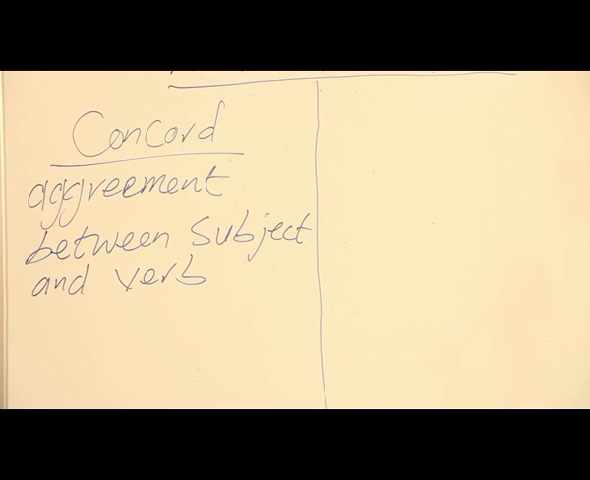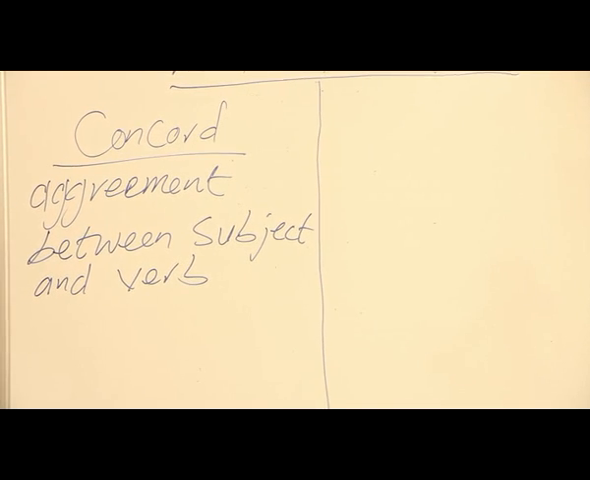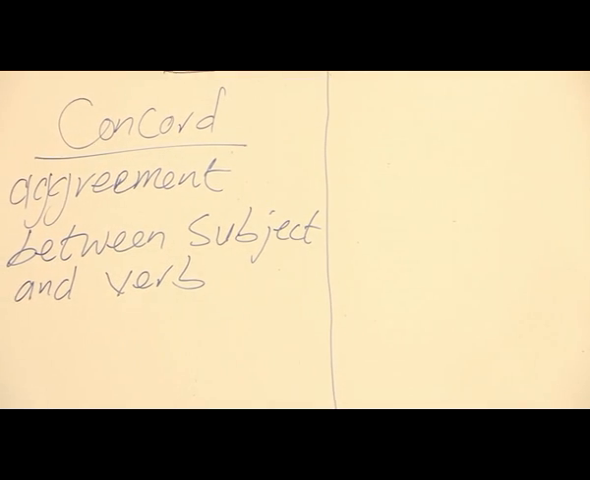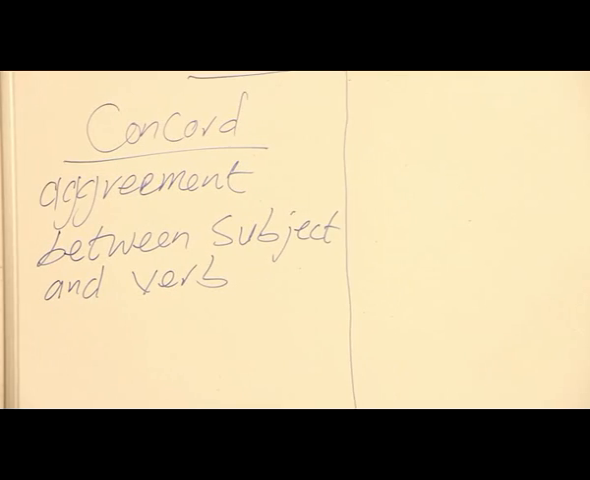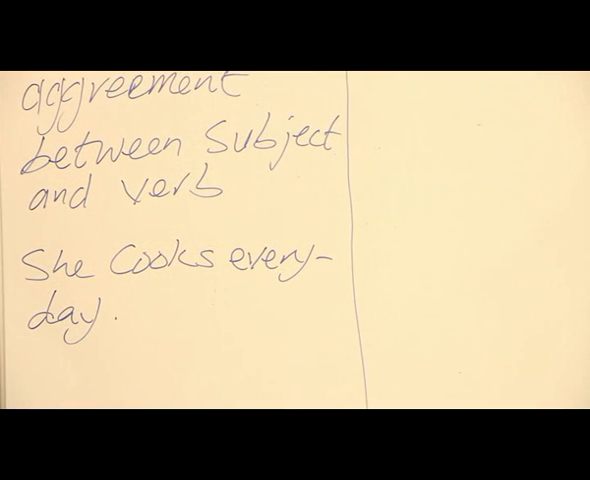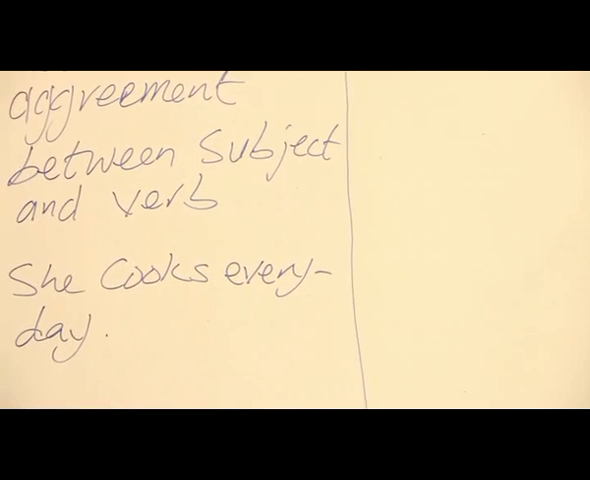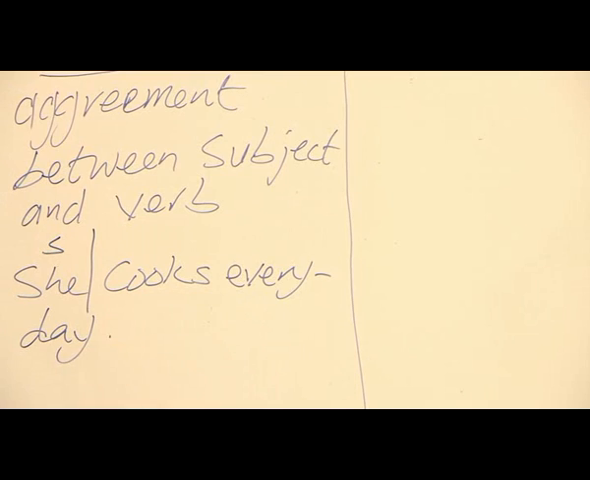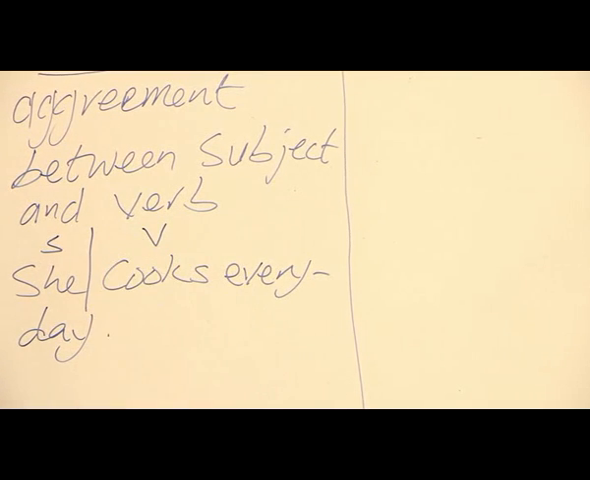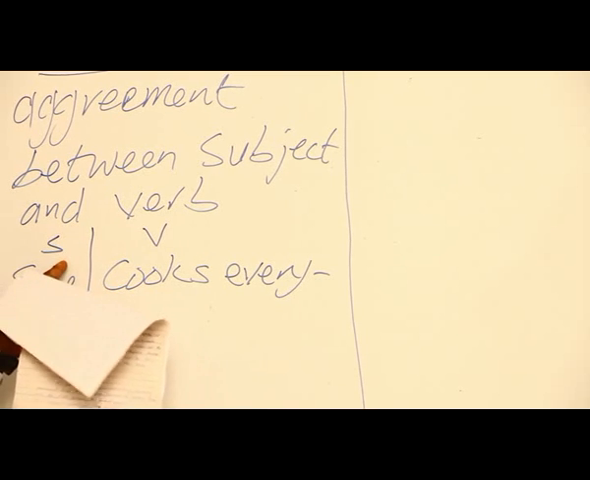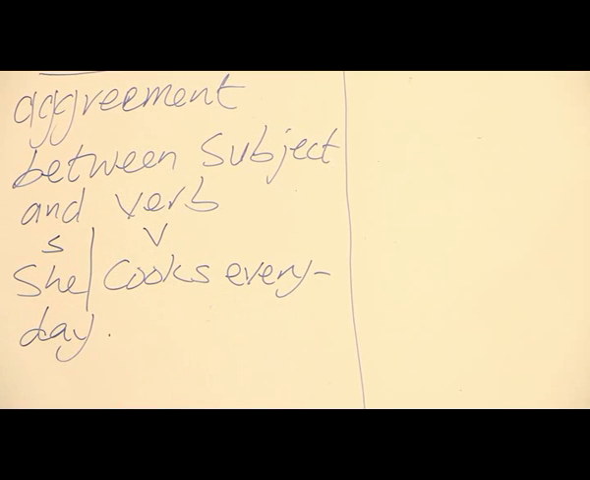Now, for us to understand this topic more, we need to look at the concept of subject. What is a subject in English? The subject in a sentence is that person or thing that performs an action in a sentence. So, we can take an example such as this. She cooks every day. What is the subject of this sentence? The subject is she. And now, we also have a verb. That verb is cooks. And now, the concept we are looking at is that there should be an agreement between this subject and verb.